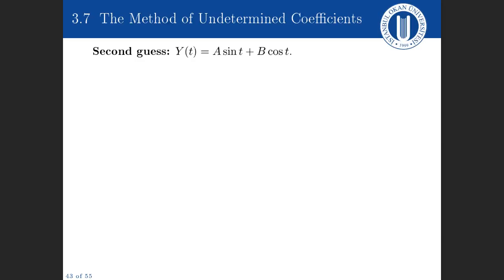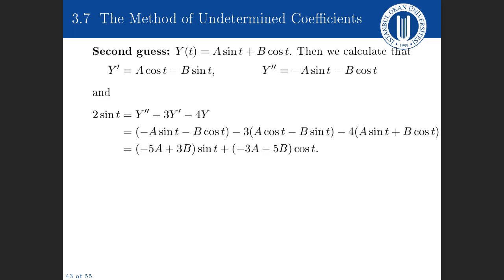What we can do is start with both sine and cos terms. Differentiate 2 times and put into the differential equation. And we end up with 2 sine t on the left is minus 5a plus 3b sine t plus minus 3a minus 5t cos t. I'll leave that for you to check.